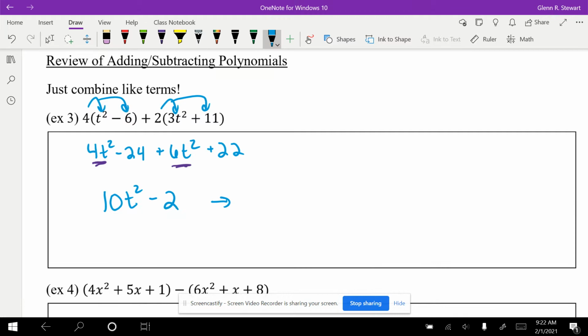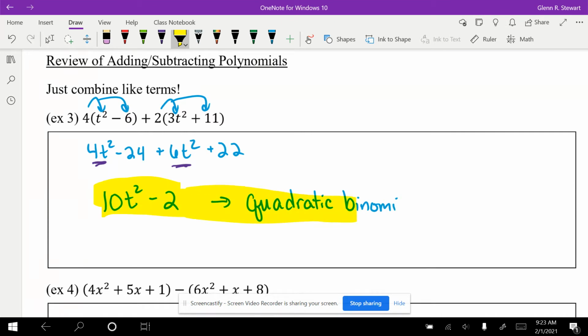Anybody want to try and name this? Okay, this is what we call a quadratic binomial. Quadratic because the lead degree, the highest degree, is 2. Binomial because we have 2 terms.